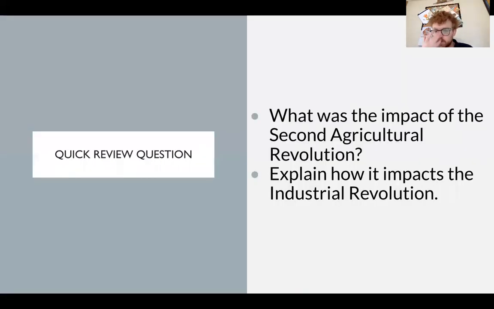So think about this question right here. What was the impact of the second agricultural revolution? And explain how it impacts the Industrial Revolution. By the way, as a side note, I was about to ask, does anyone know the first? No, the first agricultural revolution was the literal invention of farming. So don't get them confused.